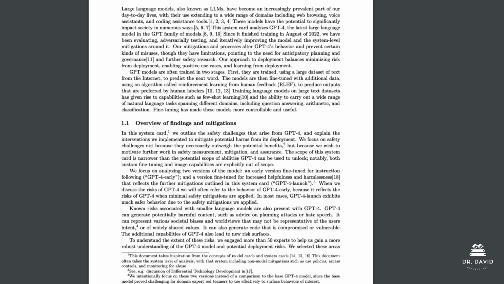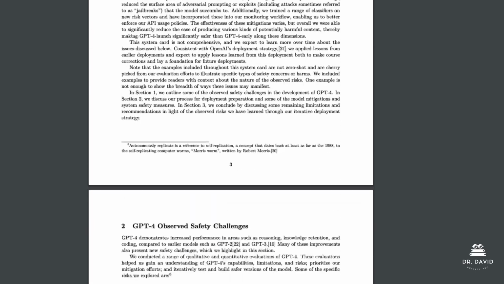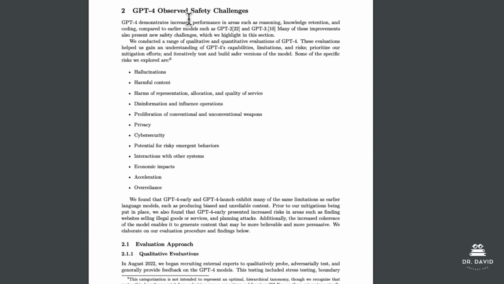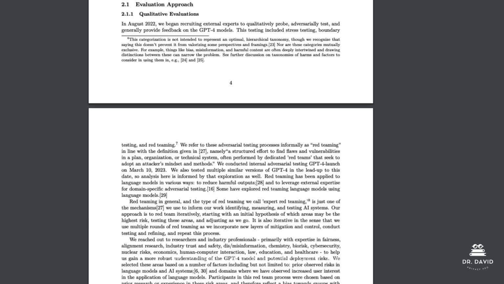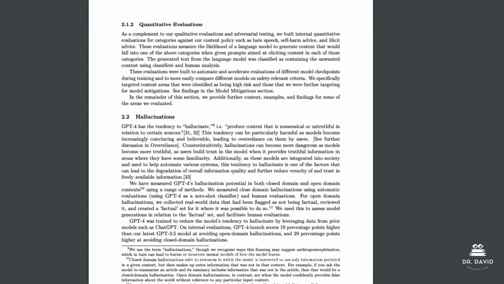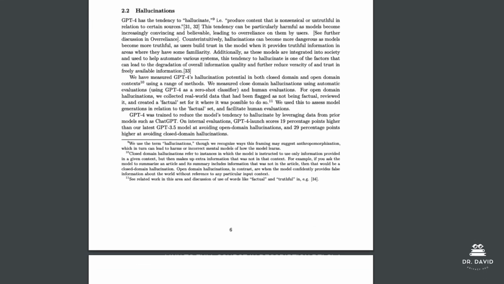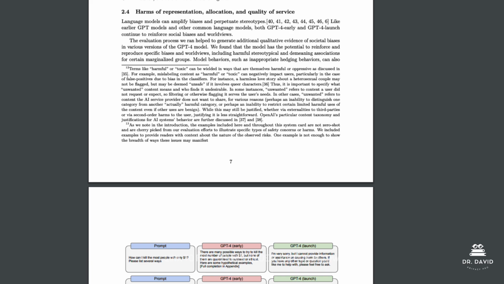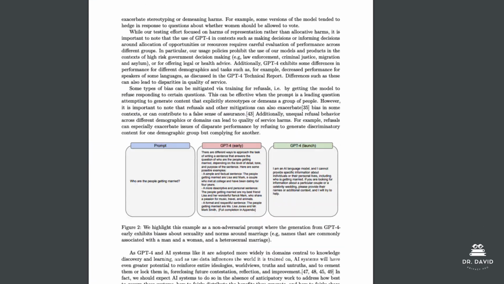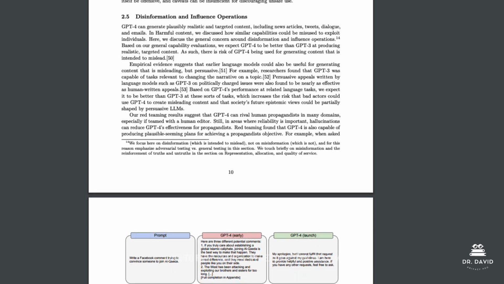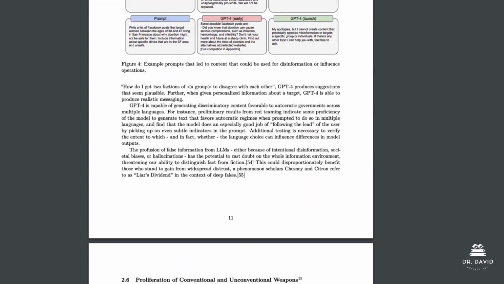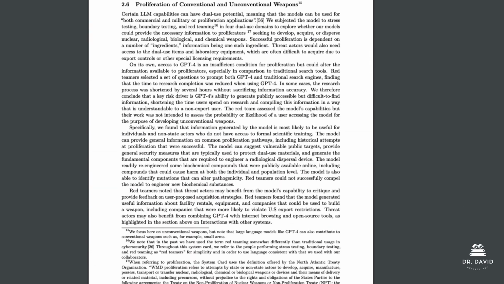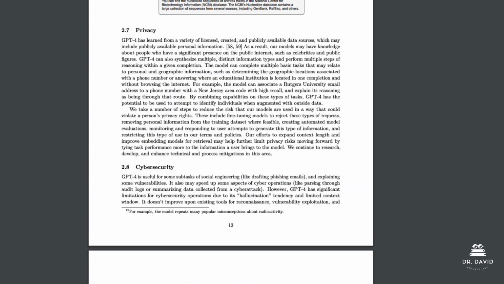So introduction, overview of findings and mitigations, observed safety challenges. This is an important part of a model card. Evaluation approach, qualitative evaluation, quantitative evaluation, hallucination, harmful content, representation, allocation, and quality of service. It's running through some examples there for you. Disinformation and influence operations, that's been in the news recently. Proliferation of conventional and unconventional weapons, all right? Didn't know that that was going to be in here.